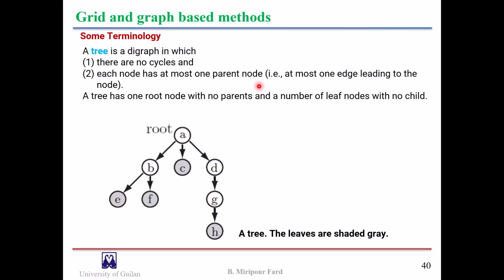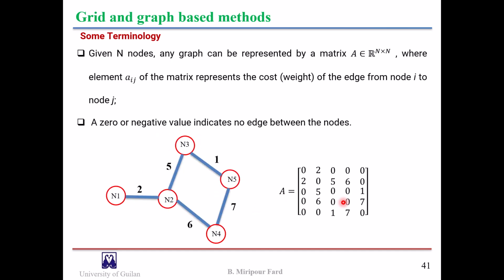A tree is also a digraph, a directed graph, in which there are no cycles, and each node has at most one parent node, that is, at most one edge leading to the node. A tree has one root node with no parents, and a number of leaves with no children. And here you can see a tree.